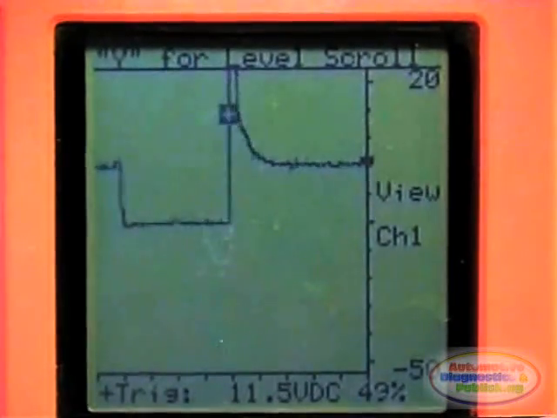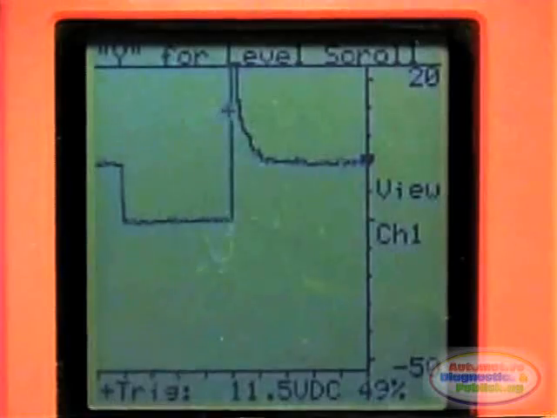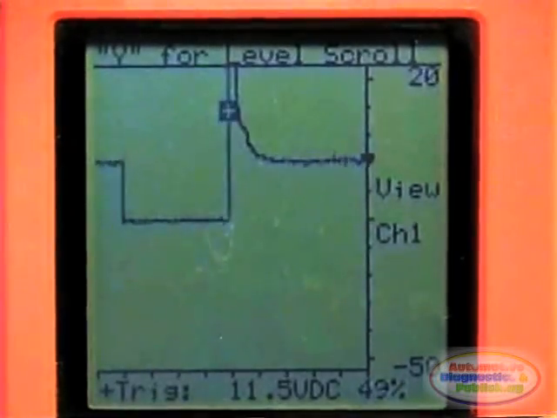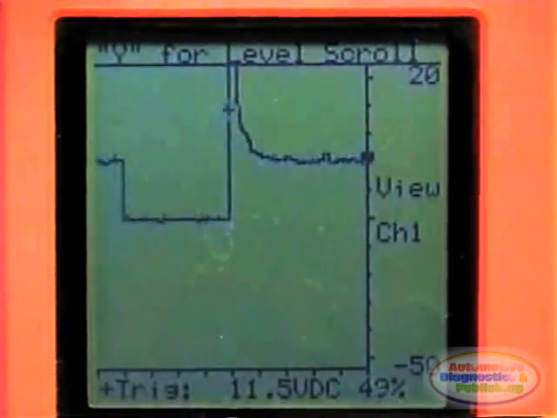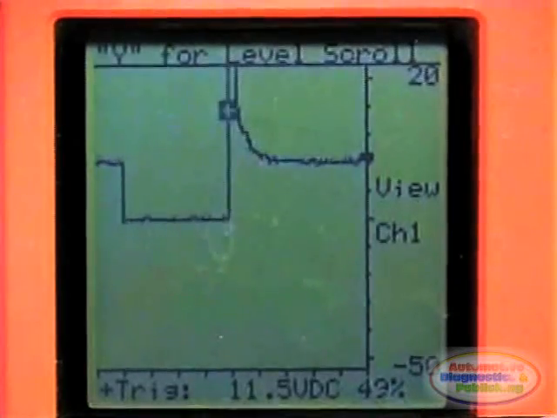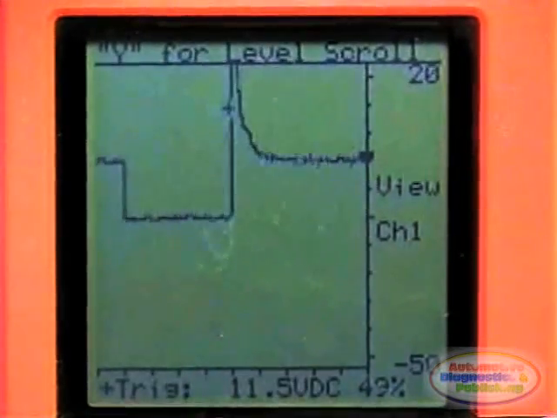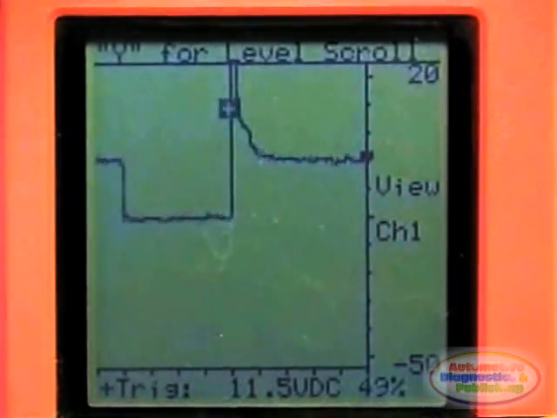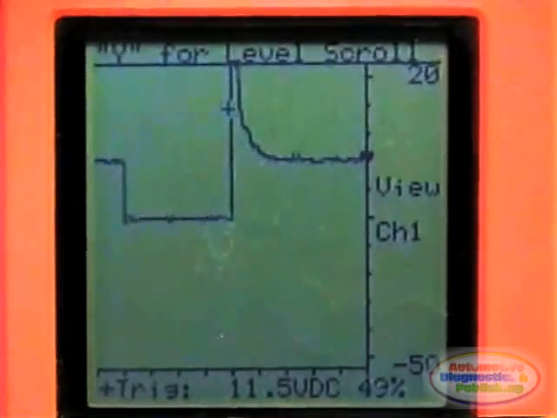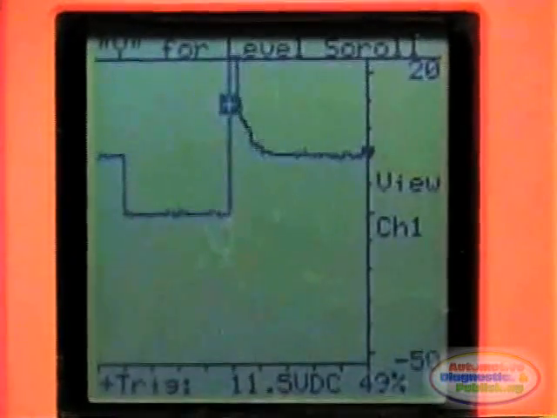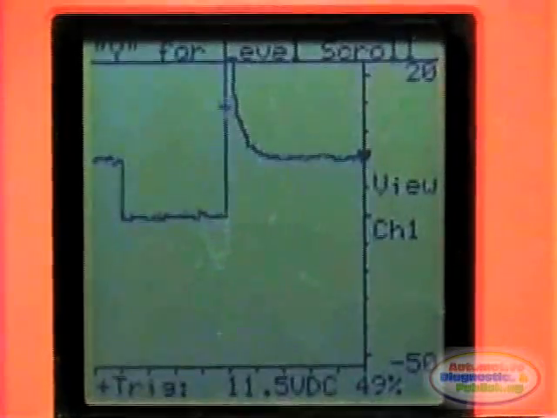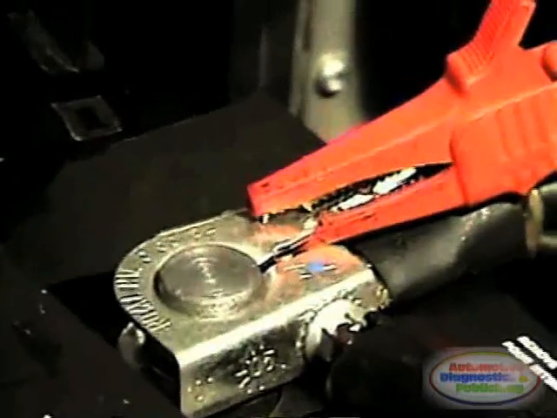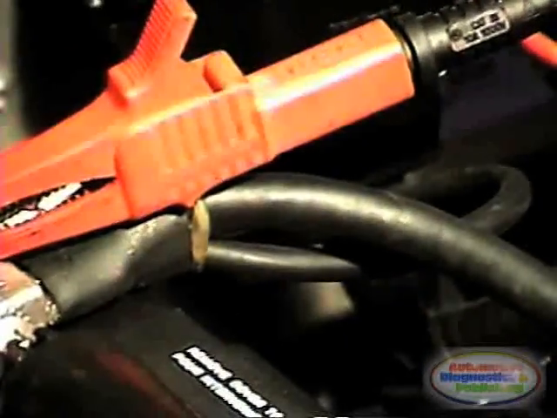Now, we've actually flipped the waveform, and we can see the magnetic spike, or the collapsing magnetic field, going straight up. Again, this spike is clipped by the ECM's internal circuitry. Even though the waveform is now right side up, the end result is still the same. Always look for a minimum of 35 volts. Sometimes this spike could go as high as 60 or even 90 volts.